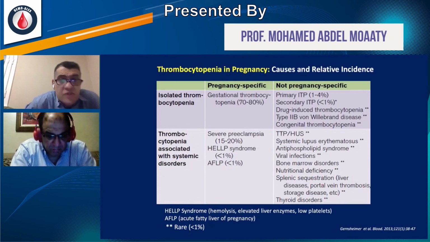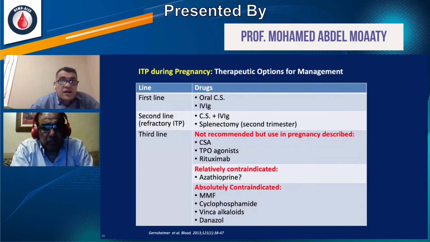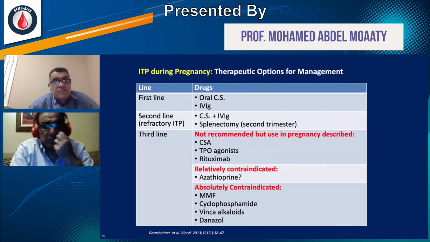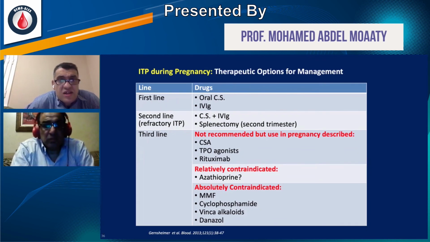It can be thrombocytopenia associated with other syndromes, pregnancy-related, like severe eclampsia, HELLP syndrome, and acute fatty liver of pregnancy, and also non-pregnancy specific, like TTP, HUS, systemic lupus erythematosus, and antiphospholipid syndrome. Regarding the treatment, first-line treatment in pregnancy includes oral steroids or IVIG. Second line may include a combination of steroids and IVIG, and splenectomy in the second trimester.